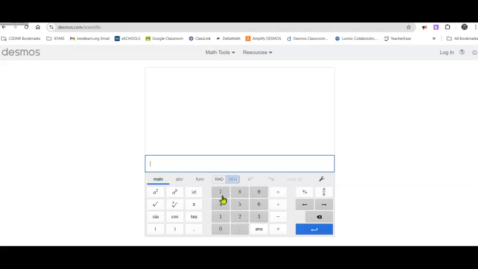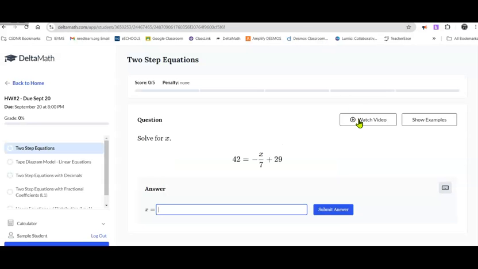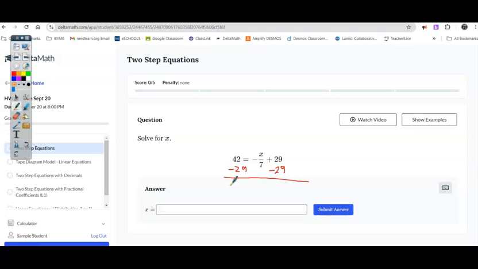So anyways, for us, we're going to calculate 42 minus 29, right? I'm using this keypad here, and there's my answer, 13. So I'm going to go back to my question, and I'm going to rewrite it this time. It will be that 13 is equal to negative x divided by 7.